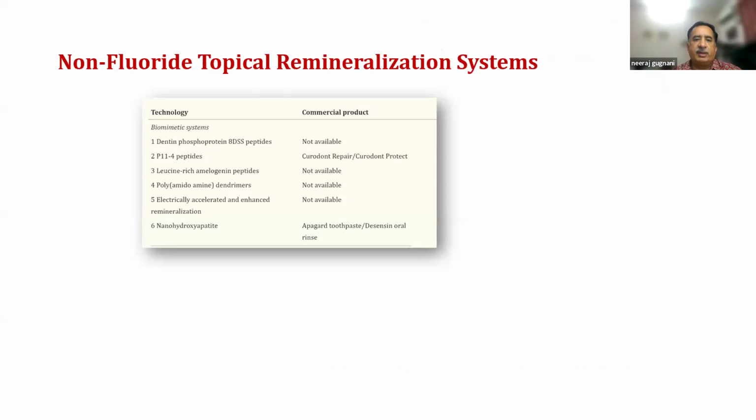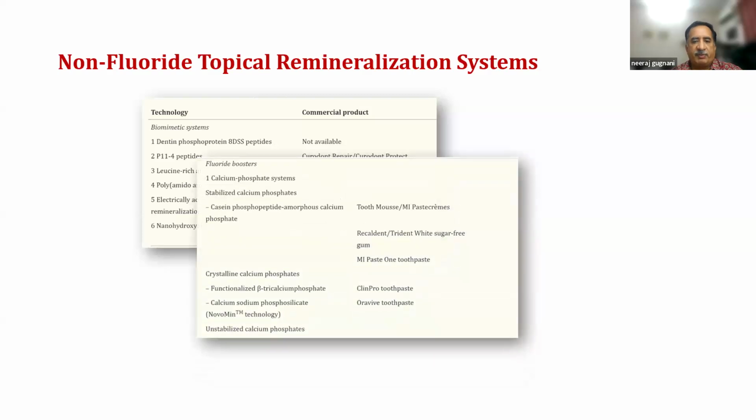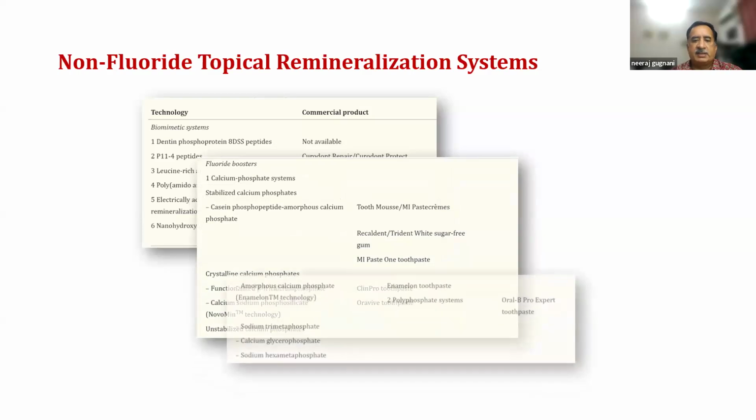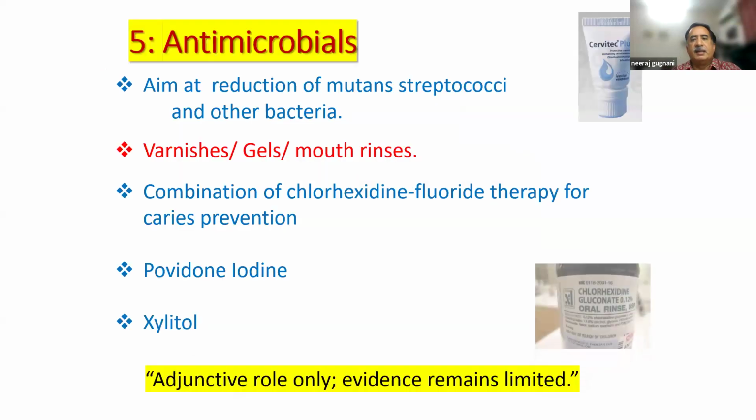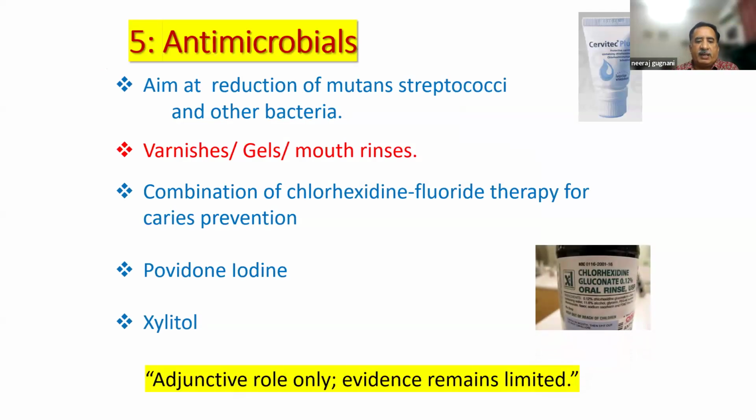If a long question comes, you can just explain these also, like Curodont, with the help of peptides. You know that Recaldent is available, Clinpro is available, Ora-Vive is available, that is calcium sodium phosphosilicate toothpaste, and some more toothpastes like Enamelon technology, which has a polyphosphate system. So these are the different NAFTA systems which are available. Now comes the antimicrobials. No doubt they play only an adjunctive role, and evidence remains limited. But still, for the high risk patients, they are indicated. They aim at reduction in the bacterial counts.